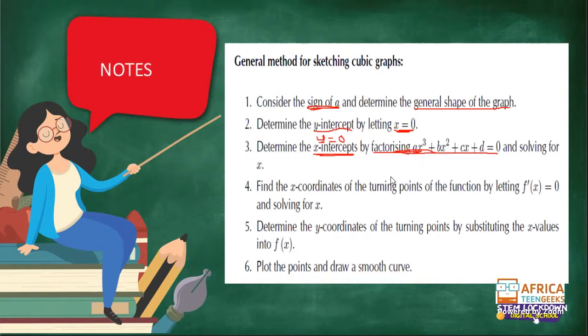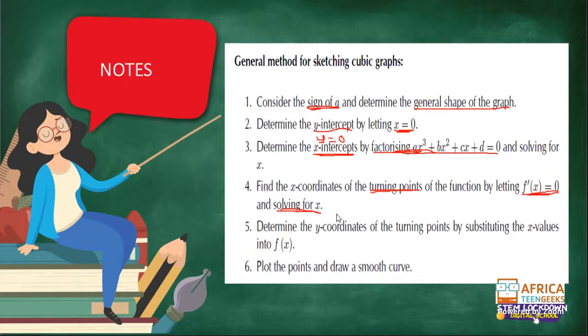And then the interesting thing is that to find our turning points, we can use what? Our first derivative. Remember, the prime means first derivative. If it's double prime, then it's the second derivative. So to determine the coordinates of our turning points or stationary points, we'll calculate the derivative and then let the derivative equal 0, then solve for x. So you see where we apply our knowledge of derivatives.